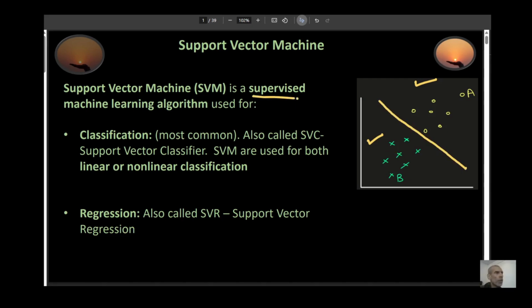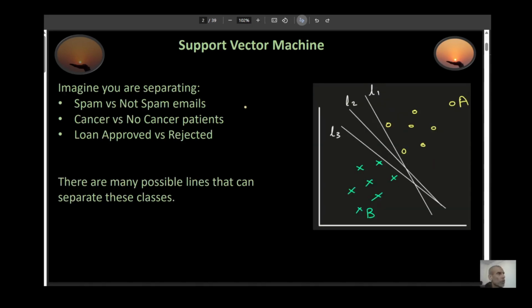It's a supervised machine learning algorithm. It can be used for both classification and regression. For classification tasks, that is the most common use case of your support vector machine. When it is used for classification, it is called SVC, Support Vector Classifier. SVMs are used for both linear and nonlinear classification problems. Imagine you're separating spam versus not spam emails, cancer versus non cancer patients, loan approved or rejected cases.